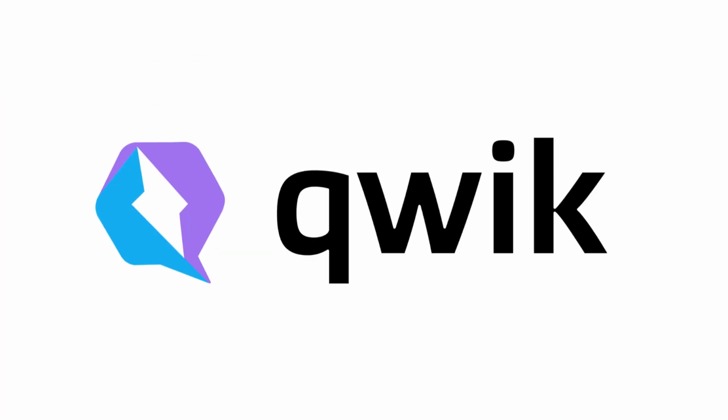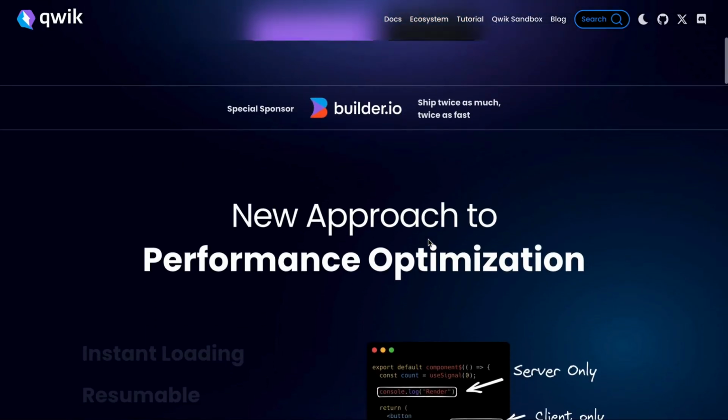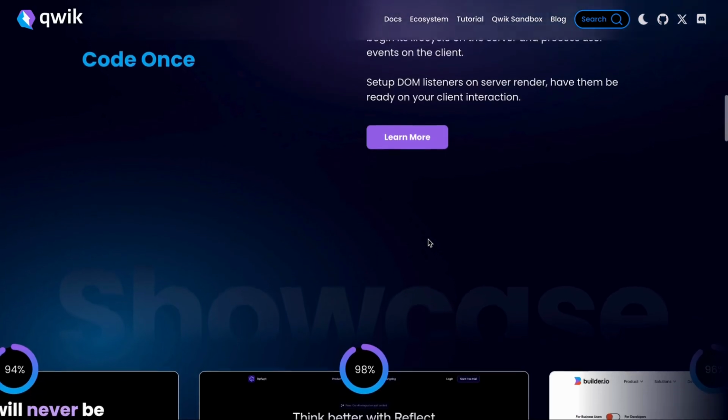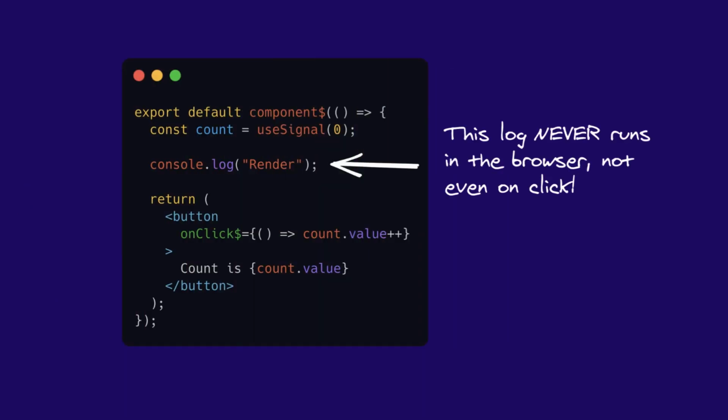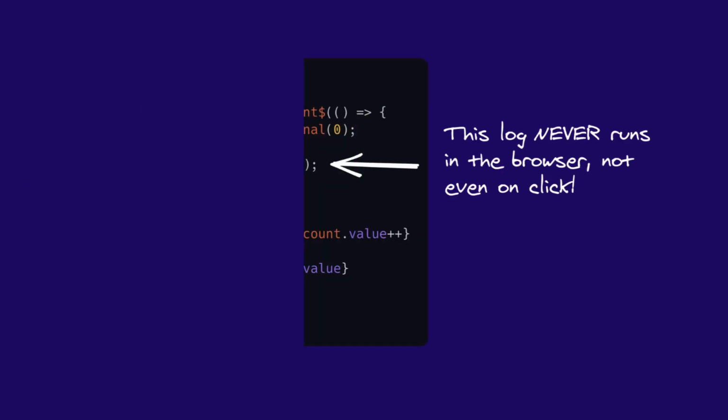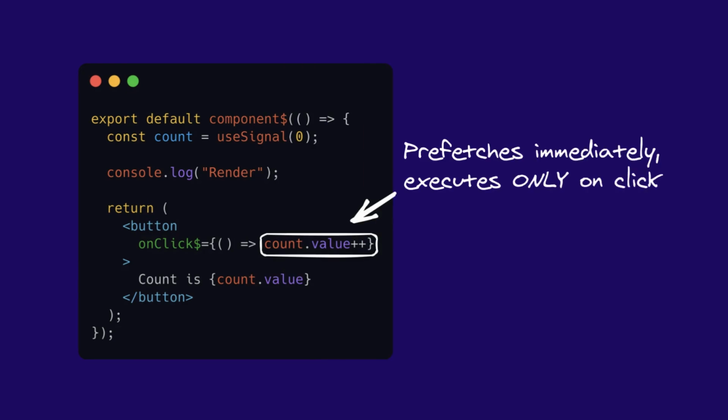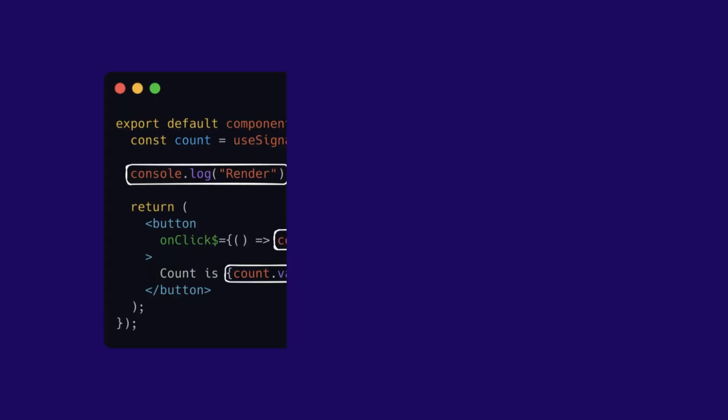Next, Qwik. It's not just fast, it's instant. This framework is built around a new concept, resumability. Instead of downloading JS and initializing everything on load, Qwik lets your app resume from where the server left off. This means faster perceived performance. And for apps where SEO is critical, like blogs, e-commerce, and marketing sites, this is gold.